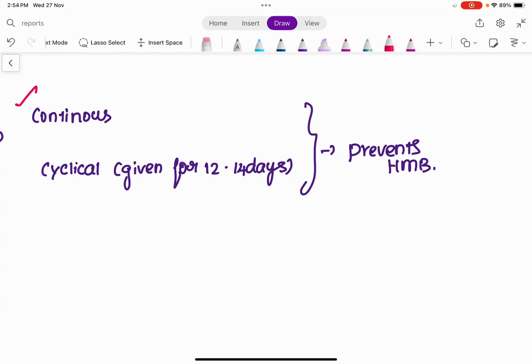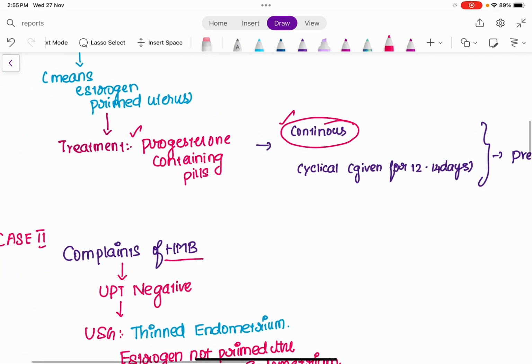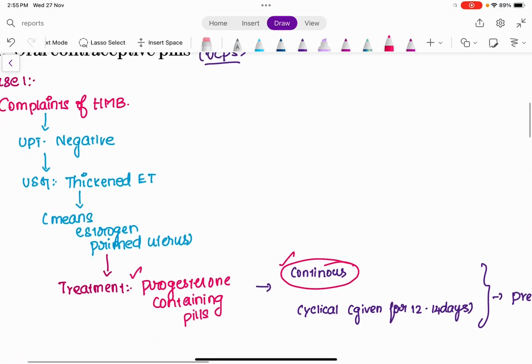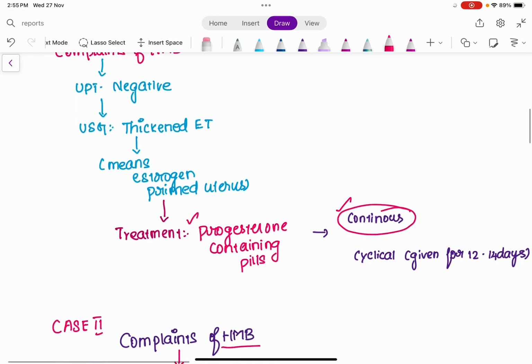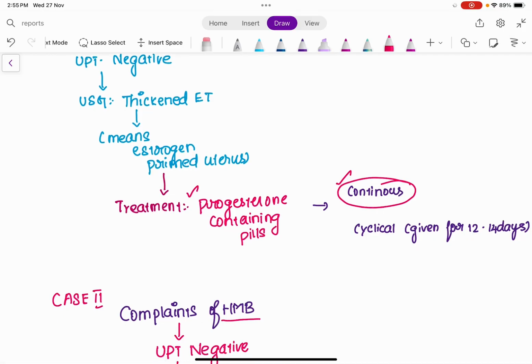If you are going to give it in a continuous manner, and the patient takes her pills regularly without missing any, she will never have any bleeding unless she stops her pills for at least 3 to 4 days or more. Clear? Yes. So this is all about case 1, where the thickness of the endometrium was increased. The estrogen had already primed the uterus, so my function is to give only the progesterone. So I gave only progesterone to this female.